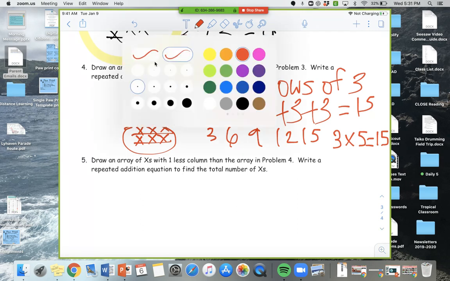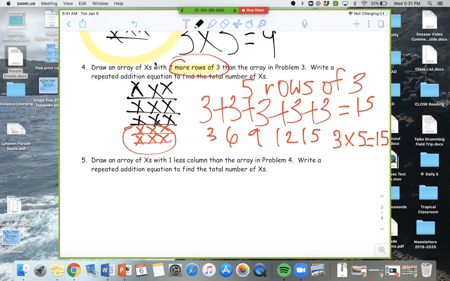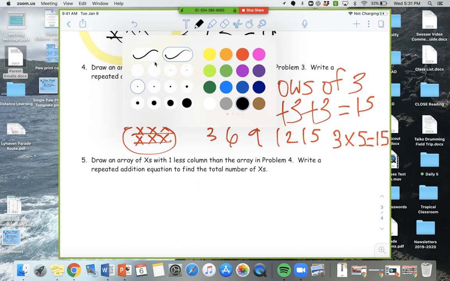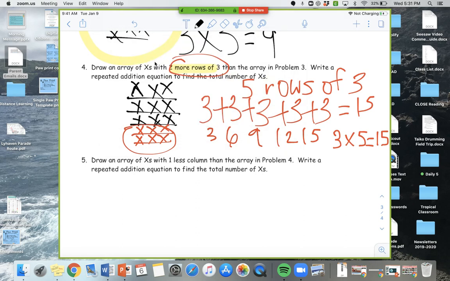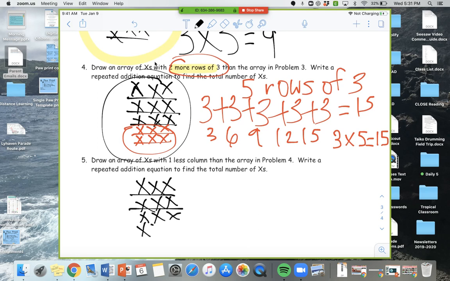Question number 5. Draw an array of x's with 1 less column than the array in problem 4. So now we're not working with rows anymore. Now we're working with columns. So we're distinguishing the difference between rows and columns. So I'm going to just redraw this array, okay? And you could draw your lines if you need to, just to help you, if that makes it easier for you.